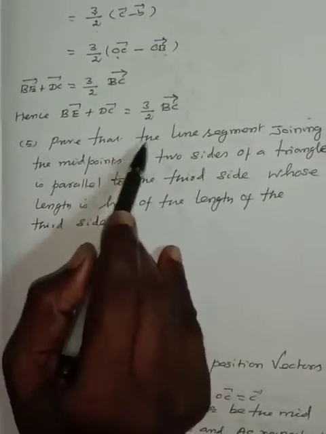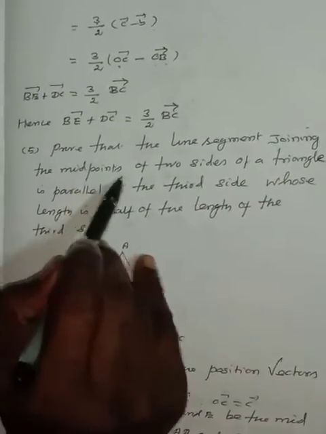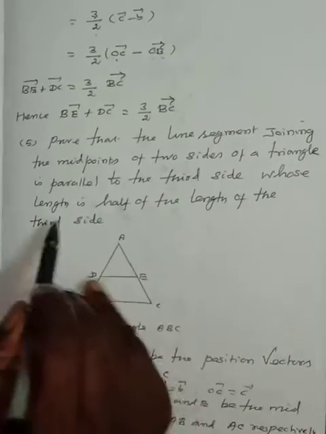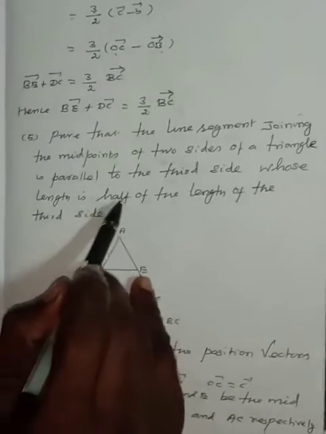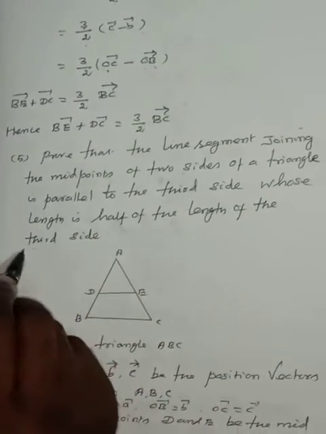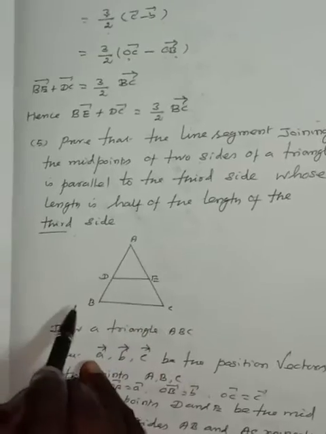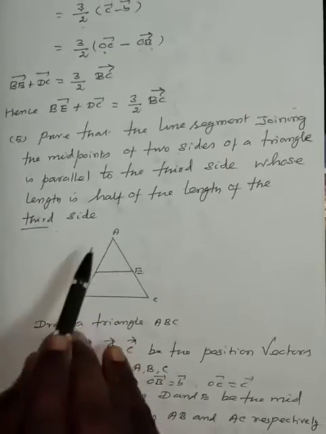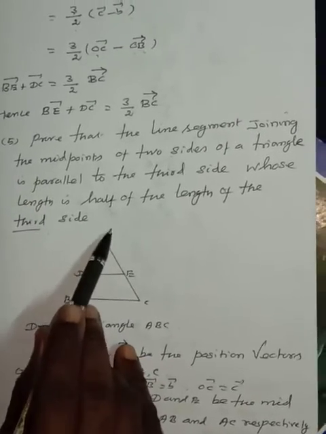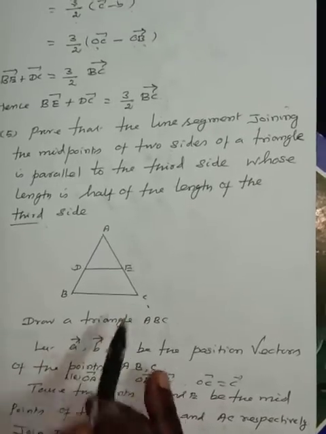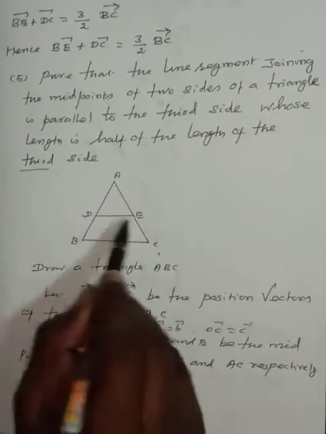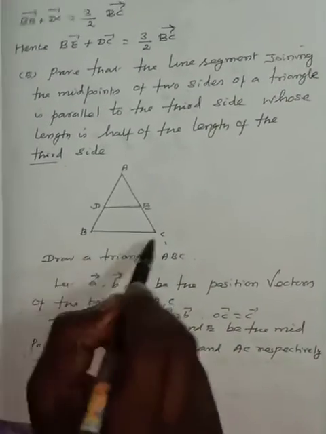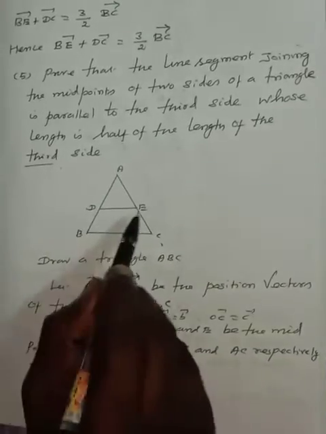Question number 5. Prove that the line segment joining the midpoints of two sides of a triangle is parallel to the third side and its length is half of the length of the third side. Draw the triangle ABC. A, B, C are the vertices of the triangle. Take two points D and E, the midpoints of the sides AB and AC respectively. Now join DE. We get DE parallel to BC. DE and BC are parallel.